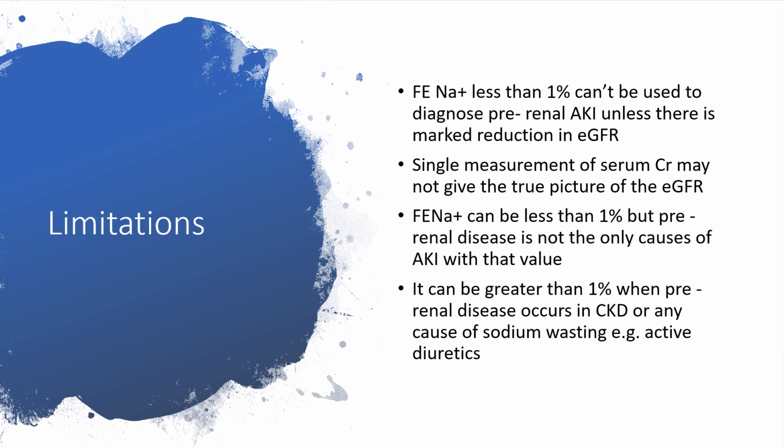Fractional excretion of sodium can be less than 1%, but pre-renal disease is not the only cause of acute kidney injury with that value. It can be greater than 1% when the pre-renal disease occurs in chronic kidney disease. Did you hear me well? Okay? It can be greater than 1%, yet it is pre-renal, but in the face of chronic kidney disease, or any cause of sodium wasting. For example, it is pre-renal, but in the face of active diuretics, yet the value is greater than 1%.